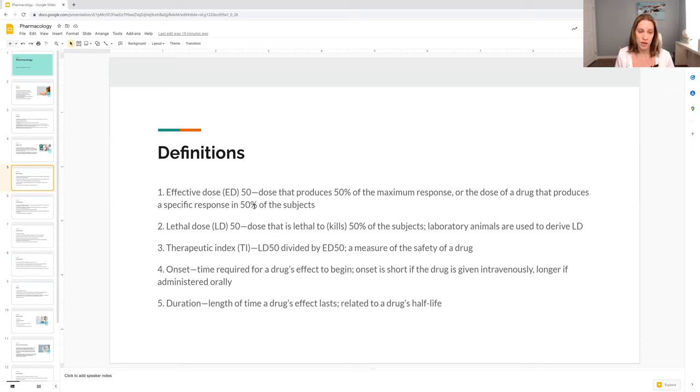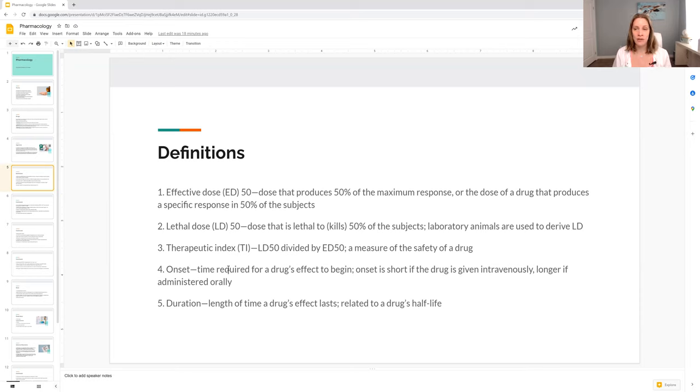The lethal dose. So there's another type of dose. This is what kills half of its subjects. So I don't know about you, but if a drug is being tested and half of its subjects are killed, I'm not going to want to take that drug, you know? So these are the types of things they need to look at. The therapeutic index. This is to measure the safety of the drug.